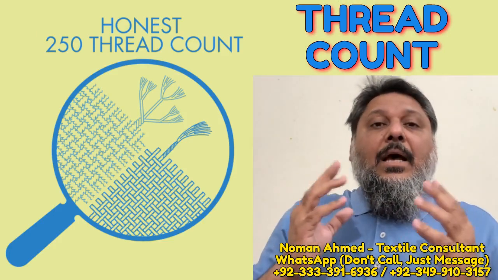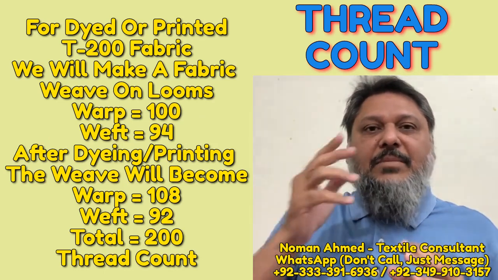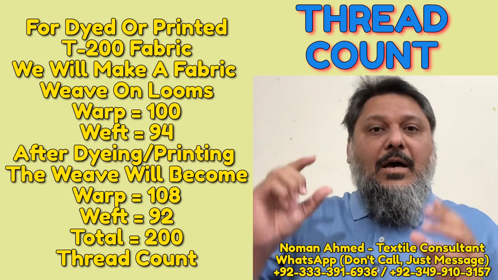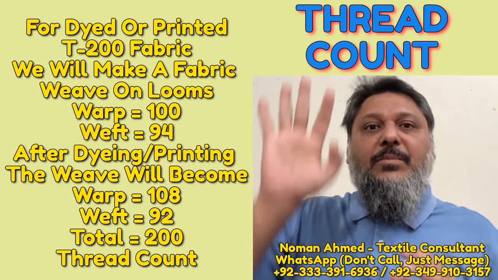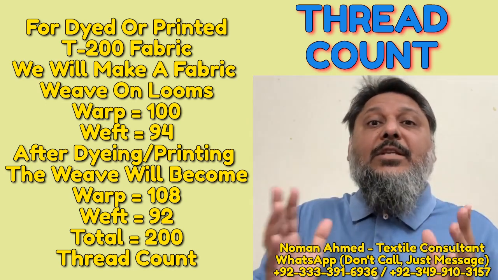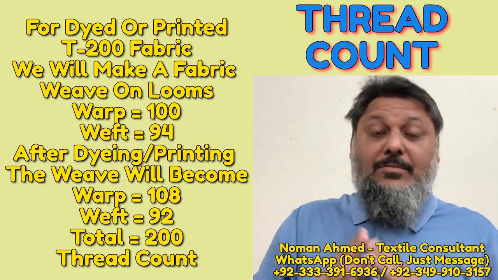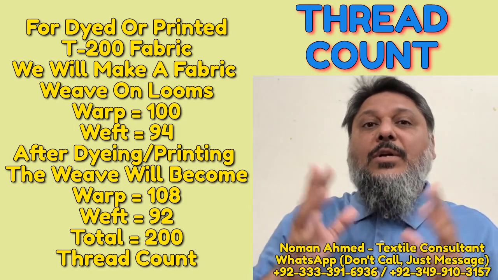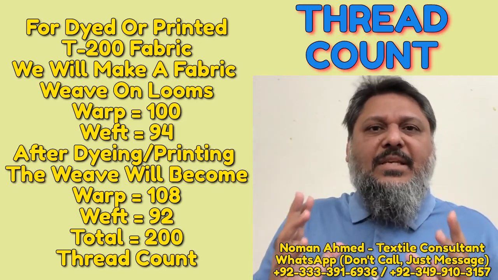It goes ahead. When we make the fabric, we never make it as 110 by 90. Let's suppose we have to make a finished fabric in which you will be checking the thread count with a pick glass, with a microscope, and there will be 110 threads like this and 90 threads like this. It will be made on looms like 100 by 94. Yeah, it must amaze you. So 194 means 194. So how does it become 200?